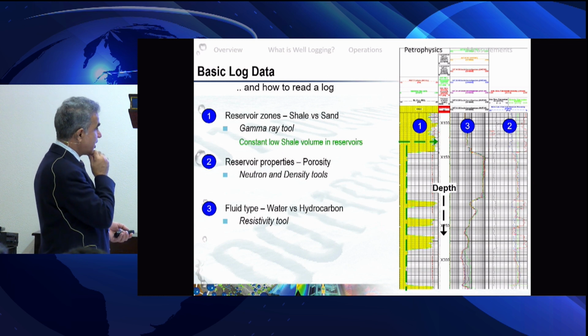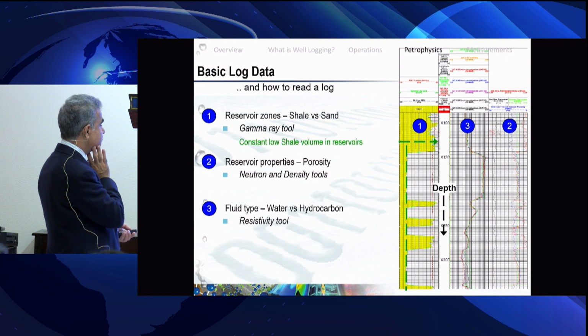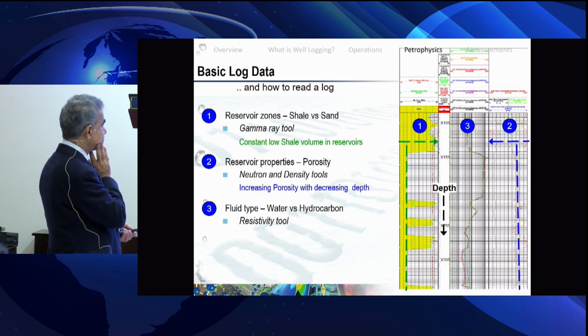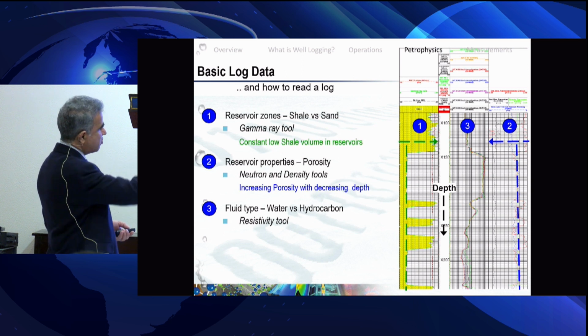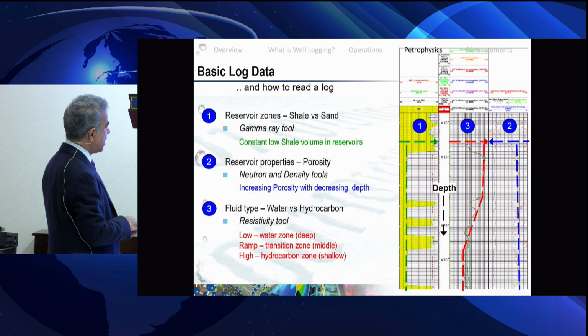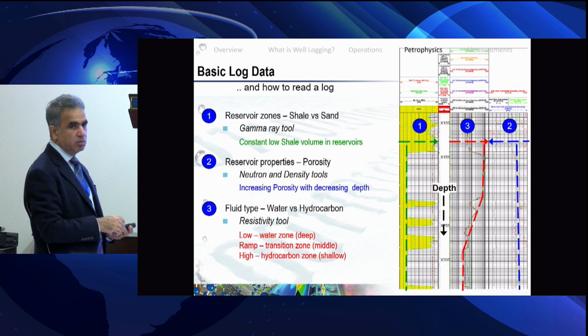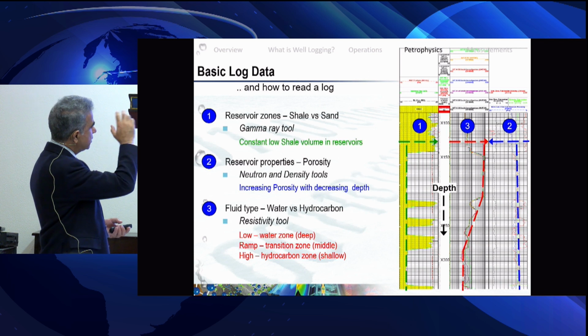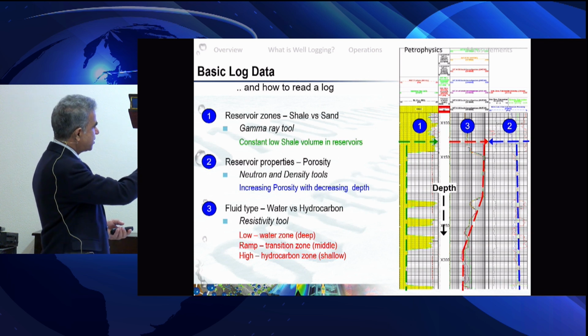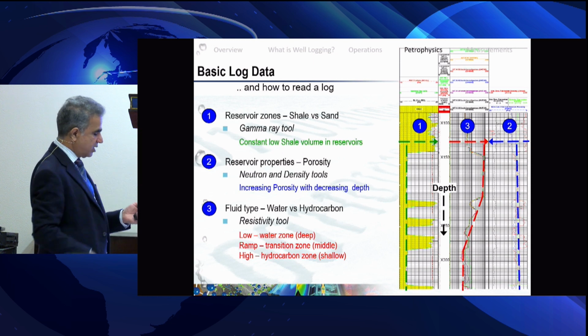So gamma ray, low shale volume in reservoirs. The blue line is porosity lines, low or high, whatever. We're showing that with decreasing trend towards the depth. And resistivity, this red, so you start with high, in the middle is transition, and then at the bottom low. So maybe we can say that the low gamma ray is some reservoir, it has some porosity and hydrocarbon, transition and water bearing.